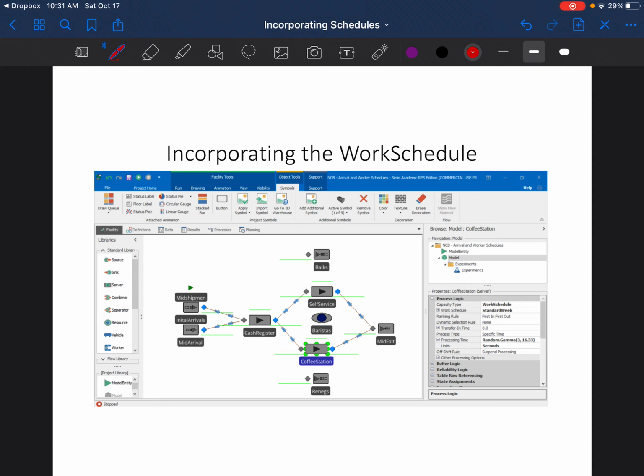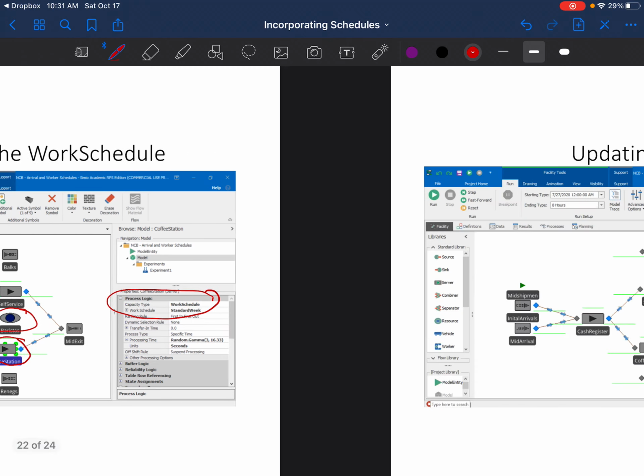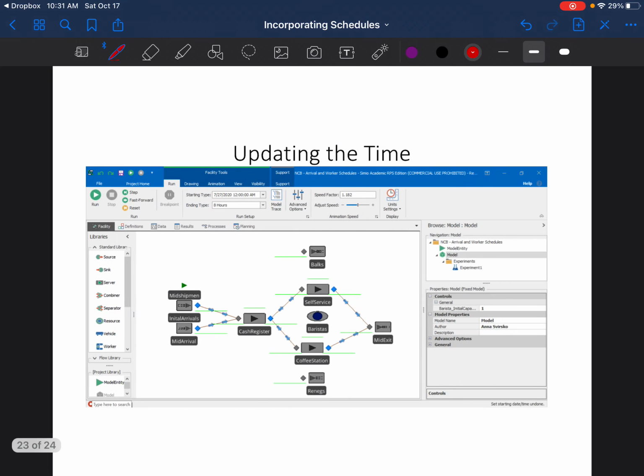Okay, so now here on the coffee station, we also have to make sure that the capacity type there is a work schedule and it follows the standard week. Remember, the baristas, that varies the resource, but we also have to make sure there's enough room for all of our baristas to work at the coffee station. Okay, so that's what we have to do there.